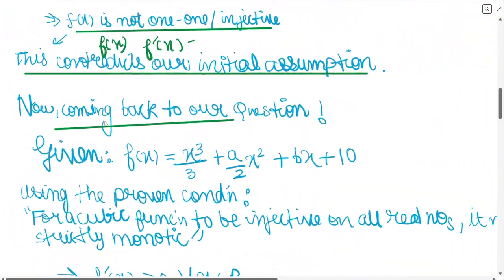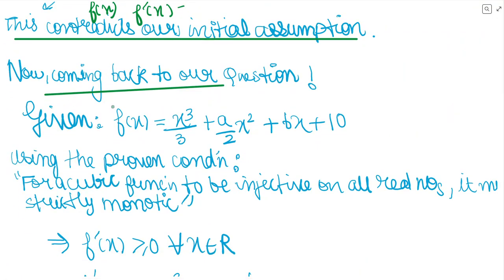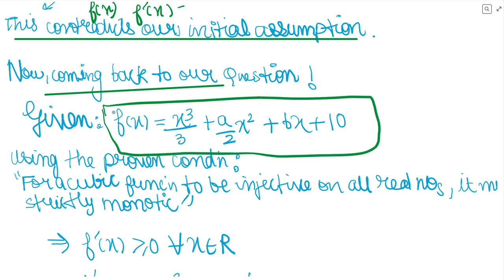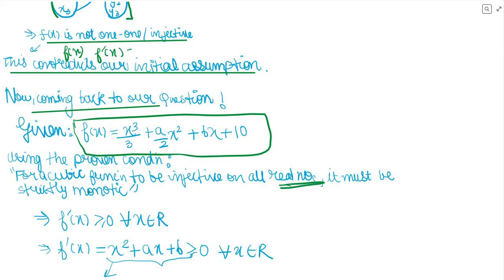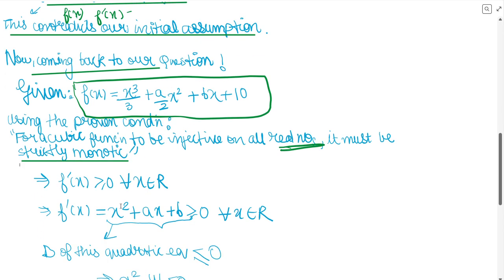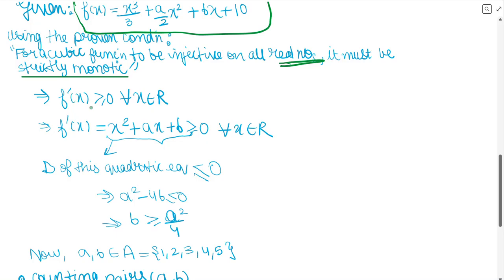Okay, so this was the given function to us. I have written it again. This is the given function. Now, using the proven condition for a cubic function to be injective on all real numbers, it must be strictly monotonic. So for being strictly monotonic, f'(x) has to be greater than or equal to 0 for all values of x belonging to R. That is the condition of being strictly monotonic.